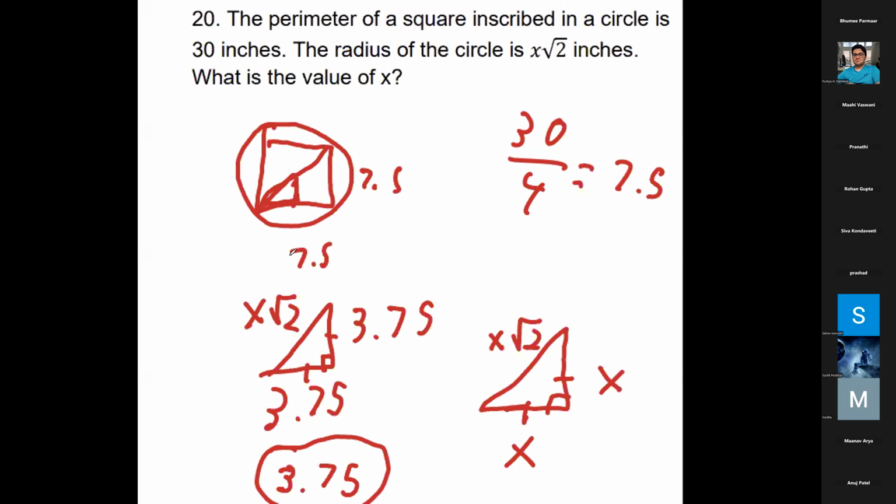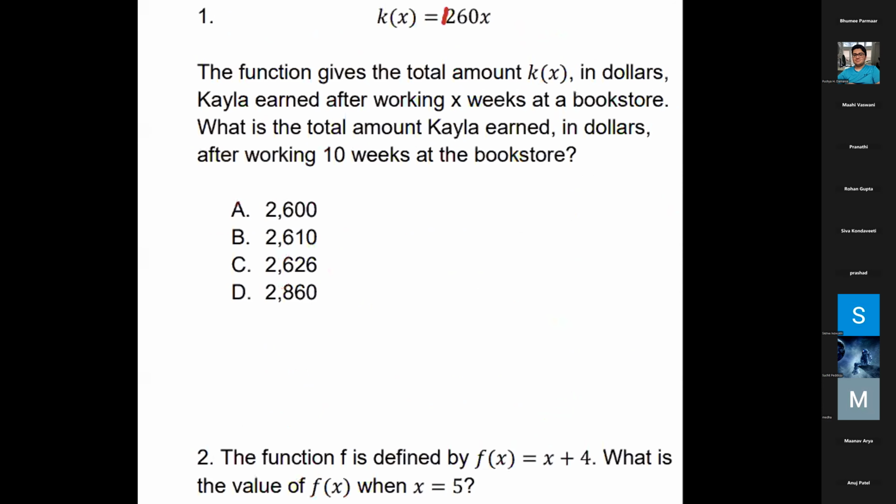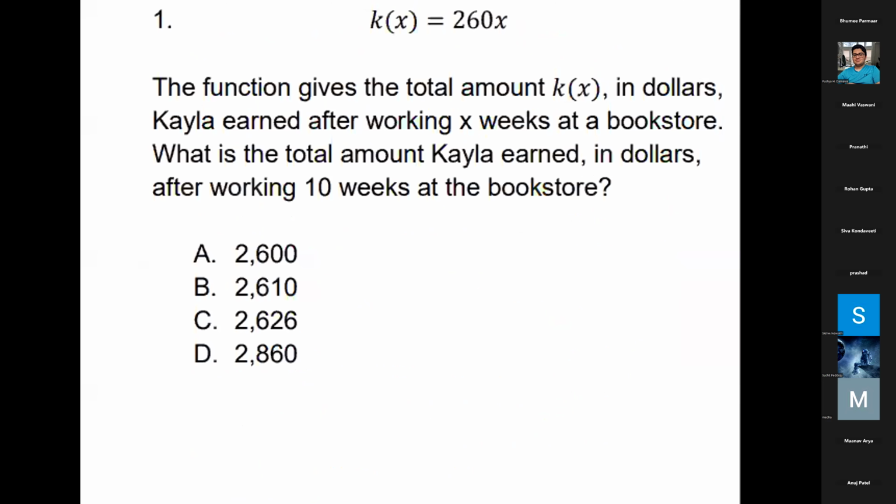Okay, we're going to move on to the calculator section now. You are allowed to use a calculator for this section. I'm going to start with question 1.